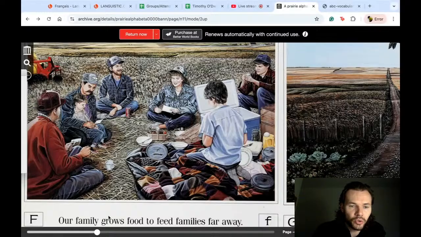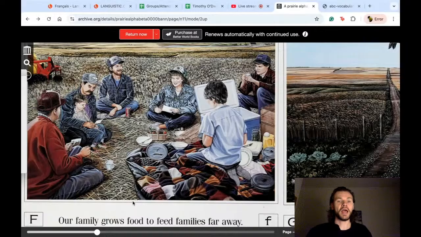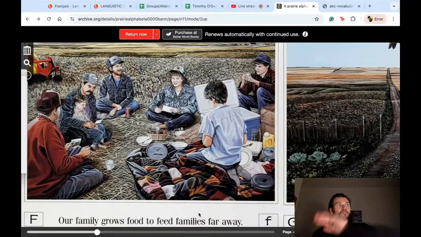Our family grows food. Food. So the stuff that we eat, that is food. To feed families. Right? So here we have family. We have one family and two families. So our family grows food to feed. Again, so these families can eat. Grow food so other families can eat. But not just families that are close to us, not just other families in Saskatchewan, but families far away. Lots of other families.